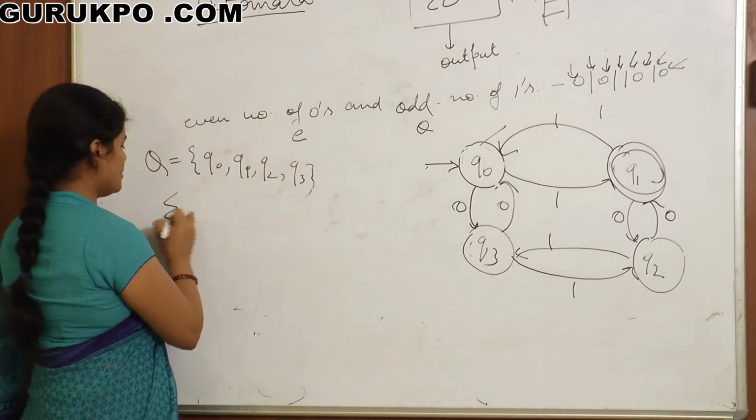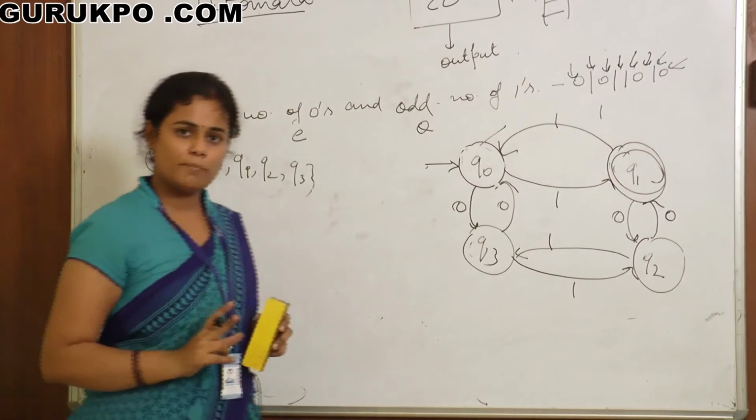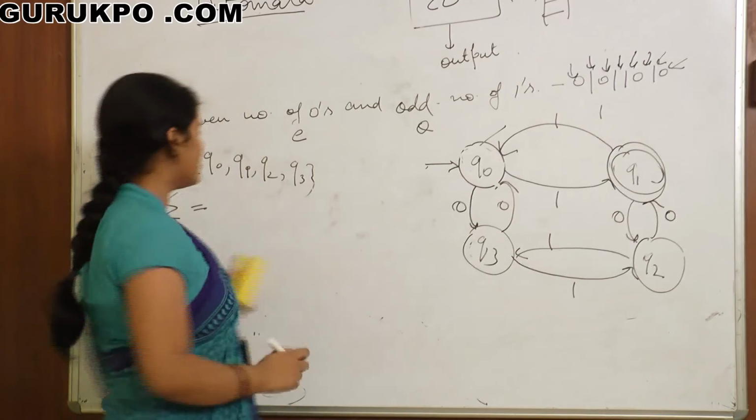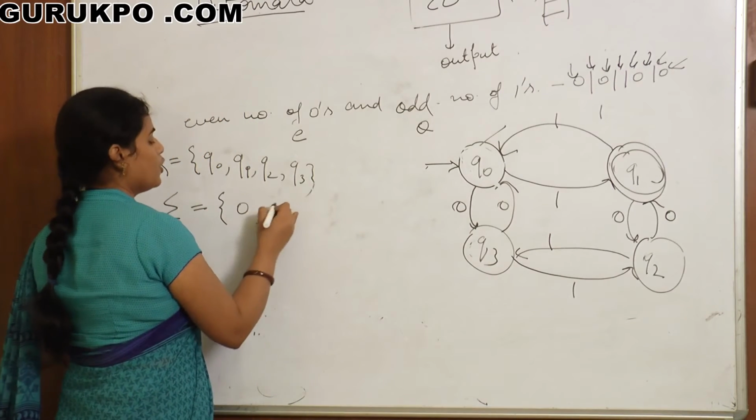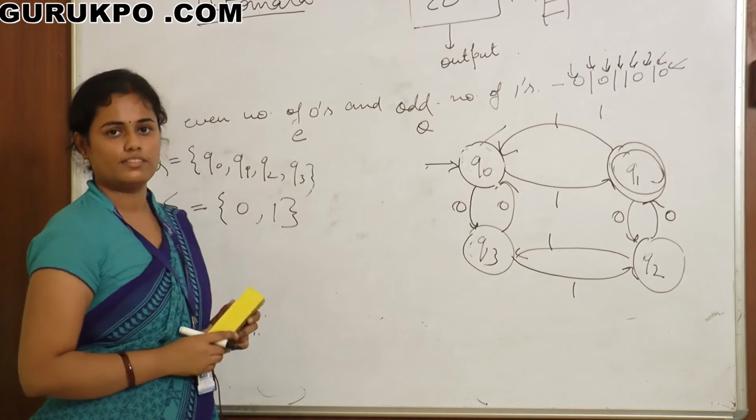Second is input symbols. We are using only two input symbols. The string is made of 0 and 1. That is why we are writing input symbols equal to 0, 1.